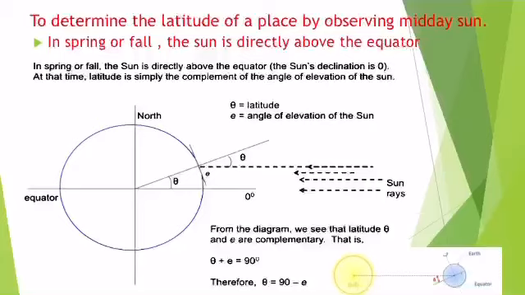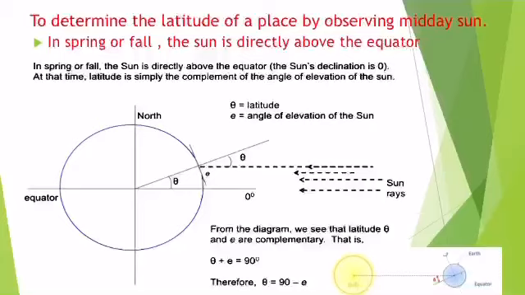And the next line says that at that time the latitude is simply the complement of the angle of elevation of the sun. During March and September, the sun's rays are vertically over the equator. That means the line joining the center of the earth and the sun and the equator line will come in the same position, that is, they will coincide with each other, so the angle becomes 0, right?